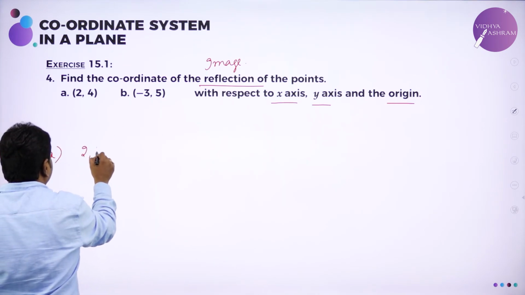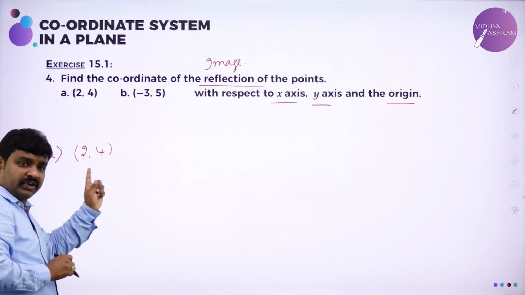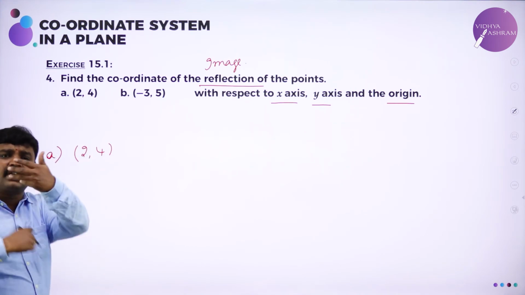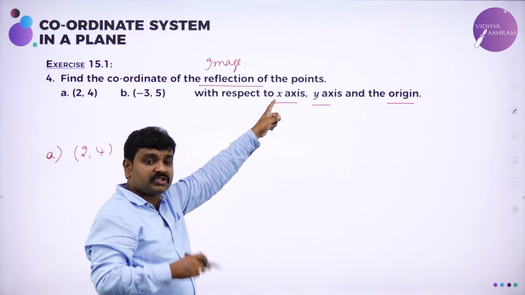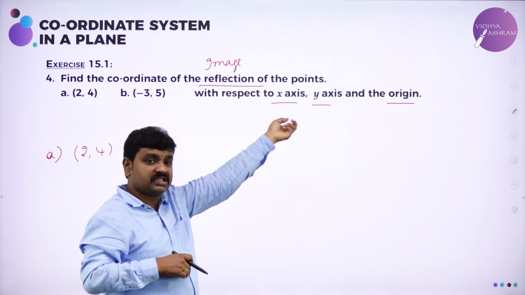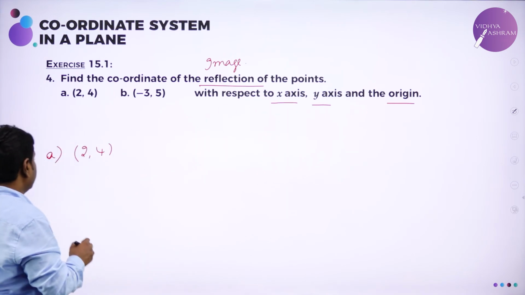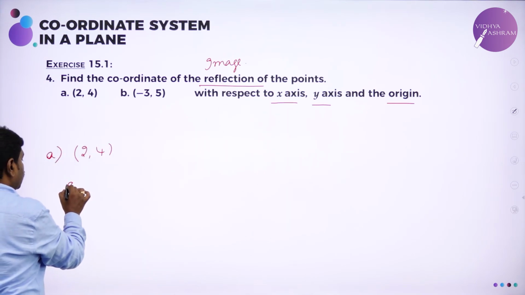First A: 2, 4 they gave. This is the point. Now I need to find the image of this point. The image of one point is another point. First the x-axis acts as a mirror, then with respect to the y-axis, then with respect to what? The origin. Simple.